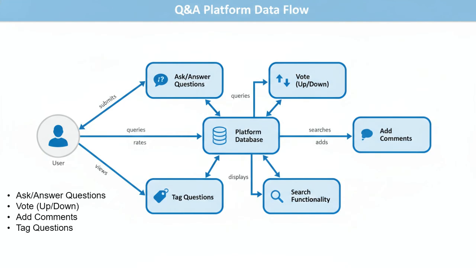Beyond the basic interaction, the platform relies heavily on community moderation through upvoting and downvoting answers and questions, which also impacts user reputation. Users must also be able to add comments to posts for clarification or minor suggestions. Crucially, a robust search functionality, supported by a system of tags, allows users to efficiently find relevant information among millions of posts. Finally, user profiles are essential for tracking contributions, reputation, and personalized settings.